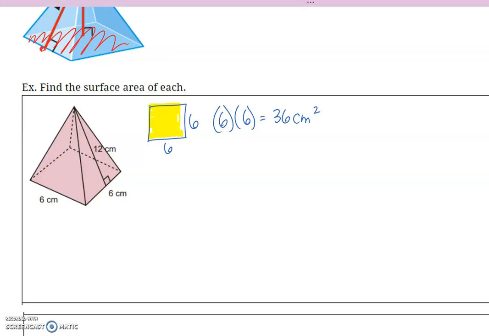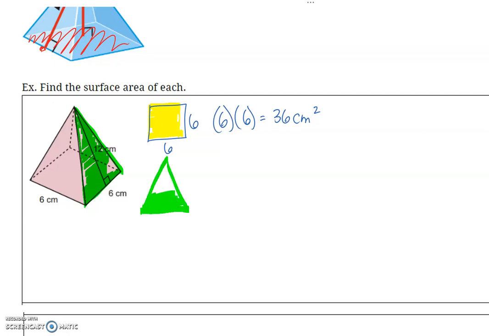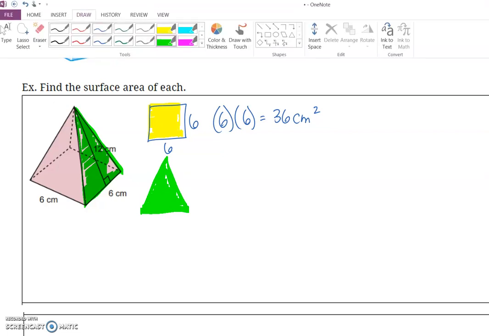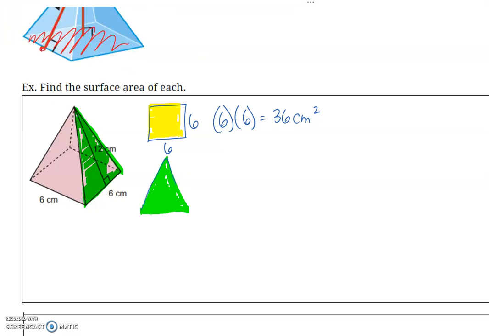Moving on to those triangles. Notice here that they give me the slant height. For surface area, that's really what you're interested in, figuring out that slant height and using that for the triangle. So if I were to redraw that triangle, I see that the base of that triangle is 6, and then the height, being the slant height, is 12. This is 6. This is 12. Remember, for a triangle, it's 1/2 base times height, so I'm going to do 1/2 times the base times the height.